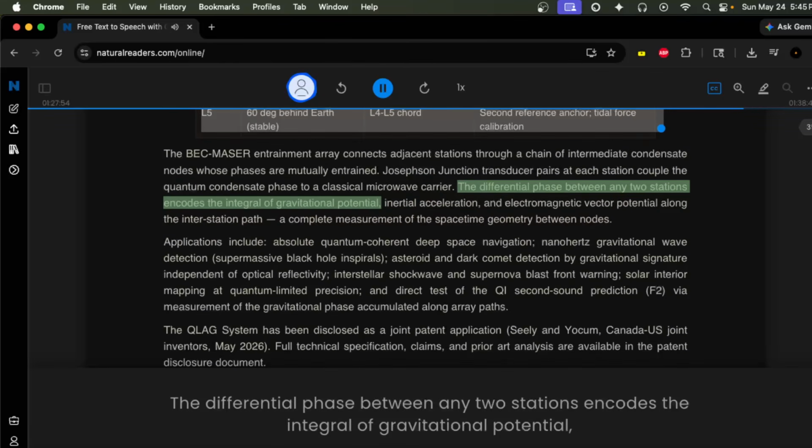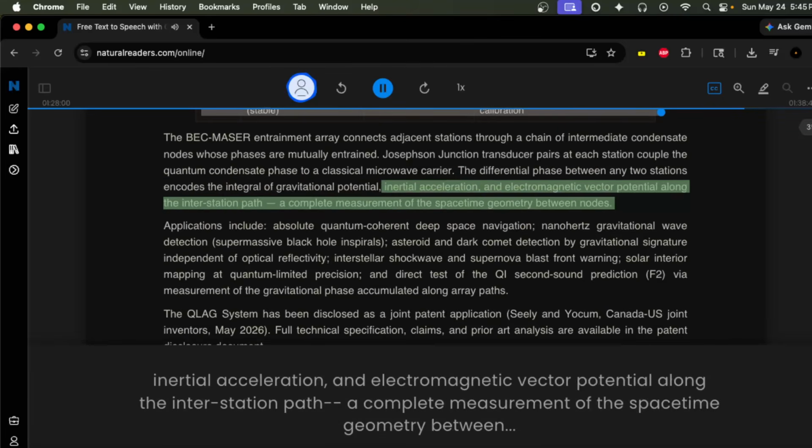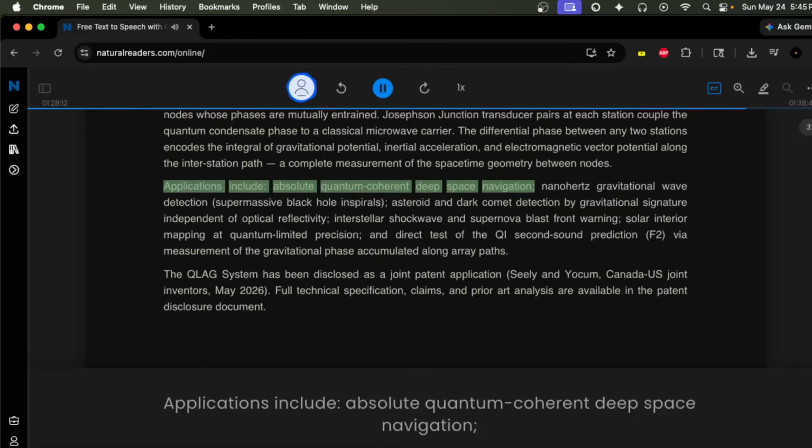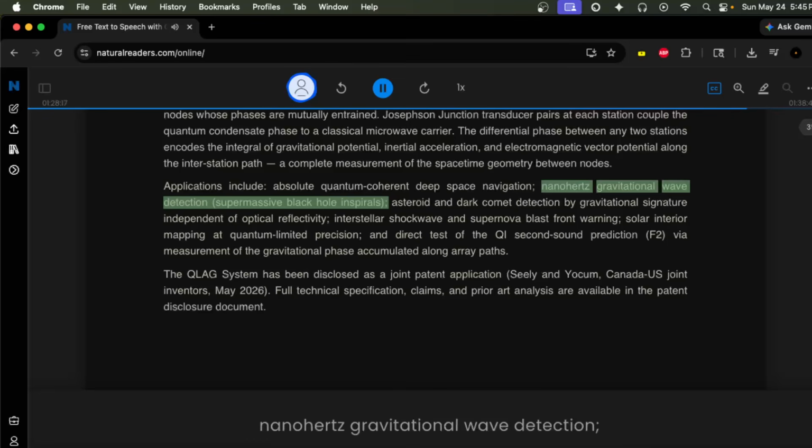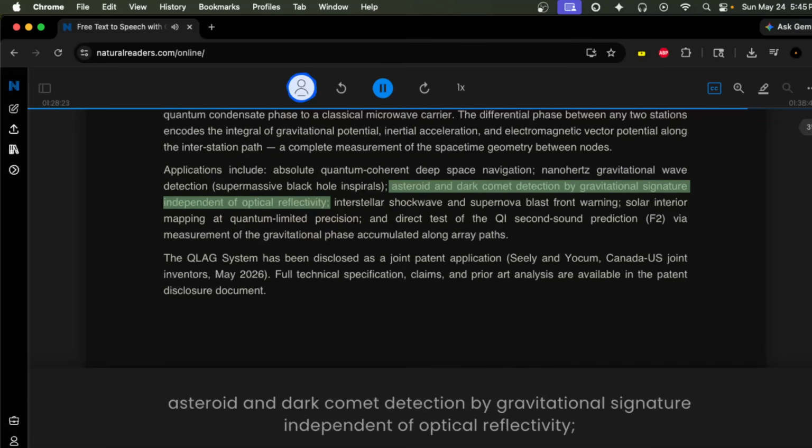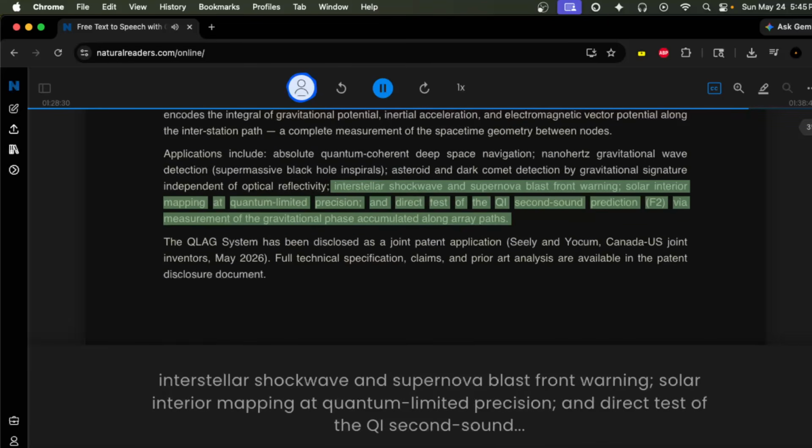The differential phase between any two stations encodes the integral of gravitational potential, inertial acceleration, and electromagnetic vector potential along the interstation path, a complete measurement of the spacetime geometry between nodes. Applications include absolute quantum coherent deep space navigation, nanohertz gravitational wave detection, asteroid and dark comet detection by gravitational signature independent of optical reflectivity, interstellar shockwave and supernova blast front warning, solar interior mapping at quantum limited precision, and direct test of the chi-second sound prediction via measurement of the gravitational phase accumulated along array paths.